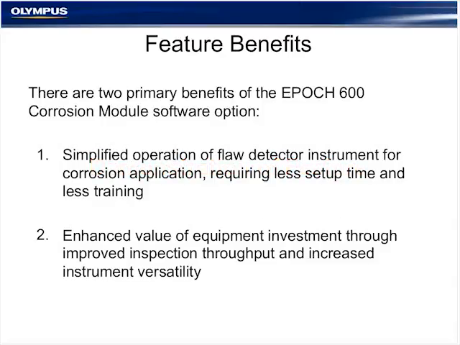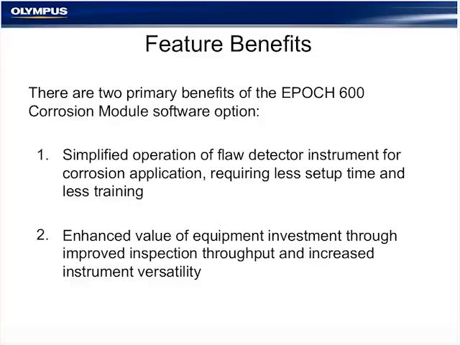But hopefully from this very brief demonstration that you've seen today, you can see that there's really two primary benefits. Without getting into all the details that I've shown you, some of the primary benefits, again, I'll stress the simplified operation of the unit. It took me drastically less time to set up the pulser and receiver parameters and to begin making fairly accurate measurements with a D790 using this corrosion module compared to manually adjusting everything on the flaw detector side.